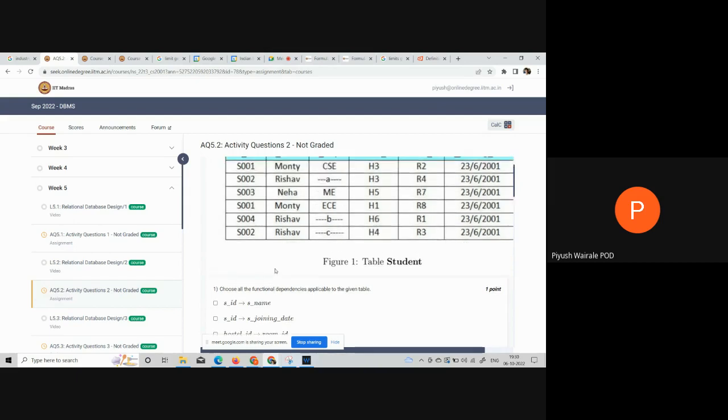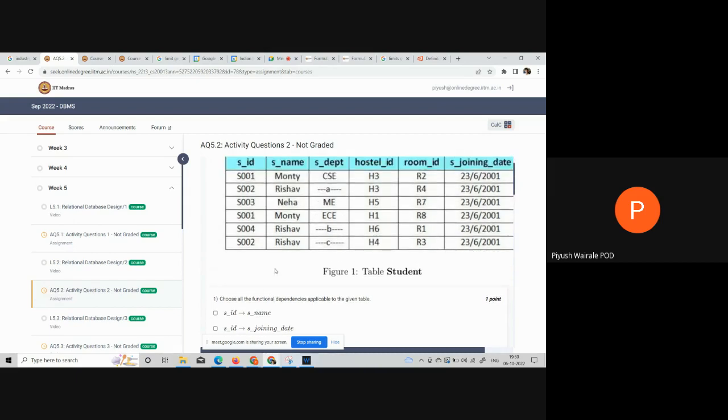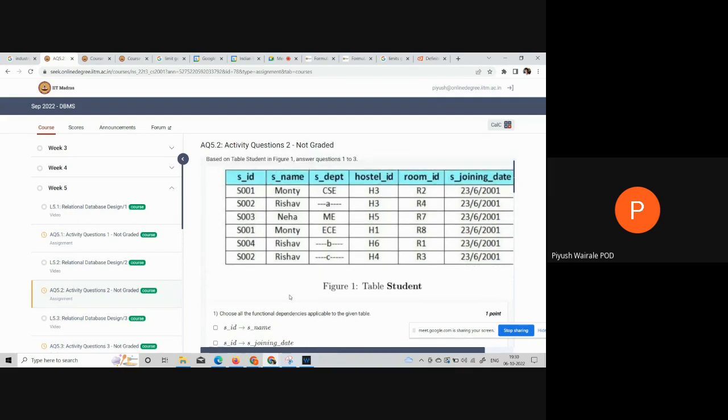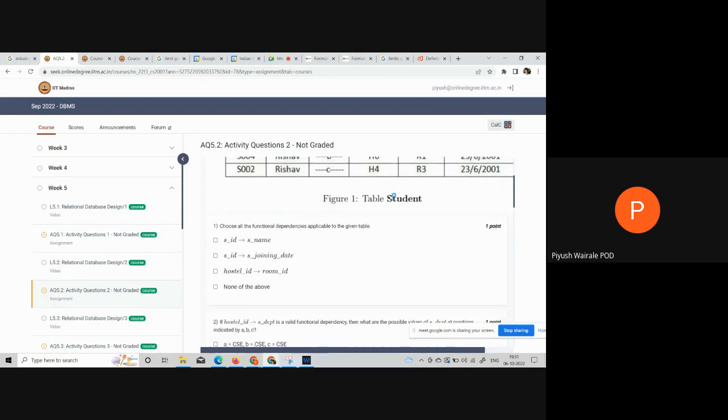So now the second one is SID determines joining date. So all the joining dates are same, I think. Yes. So this is also true. Now hostel ID determining room ID, you can check. It is not, sir, because H3 has two different values. So this is not true. So first and second are the correct ones.